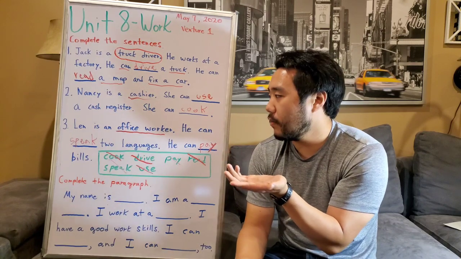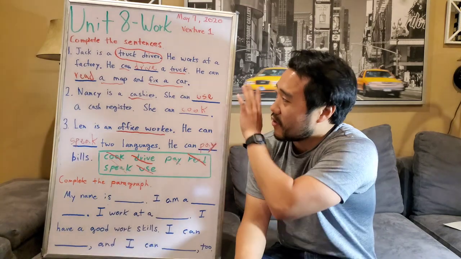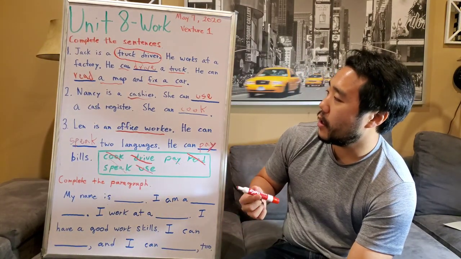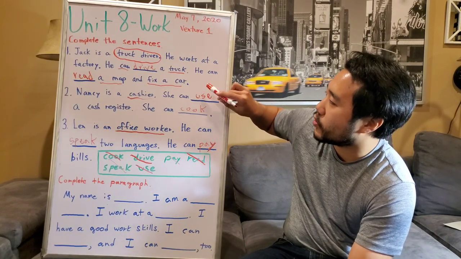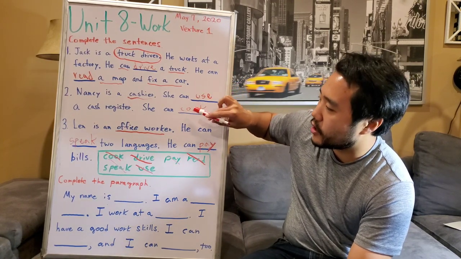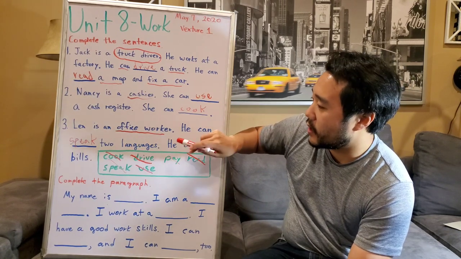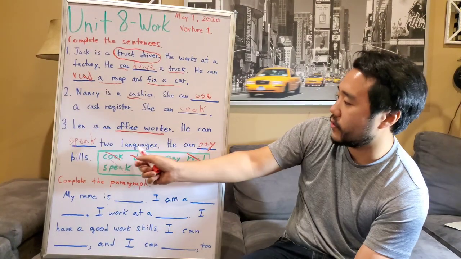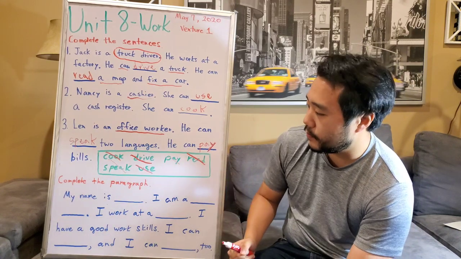And then another way of thinking is if the verb cook just doesn't fit anywhere else, that's one. So we have: Jack is a truck driver, he works at a factory, he can drive a truck, he can read a map and fix a car. Nancy is a cashier, she can use a cash register, she can cook. Len is an office worker. He can speak two languages. He can pay bills.